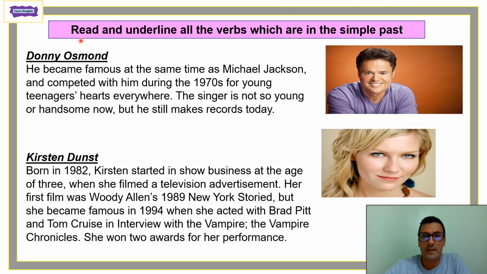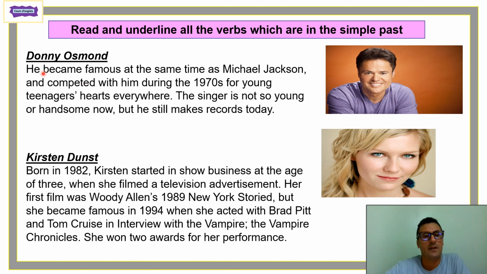Alors, read and underline all the verbs which are in the simple past. C'est-à-dire, on va lire et souligner tous les verbes qui sont mis au passé simple. Donny Osmond. He became famous at the same time as Michael Jackson and competed with him during the 1970s for young teenagers' hearts everywhere. The singer is not so young or handsome now, but he still makes records today.